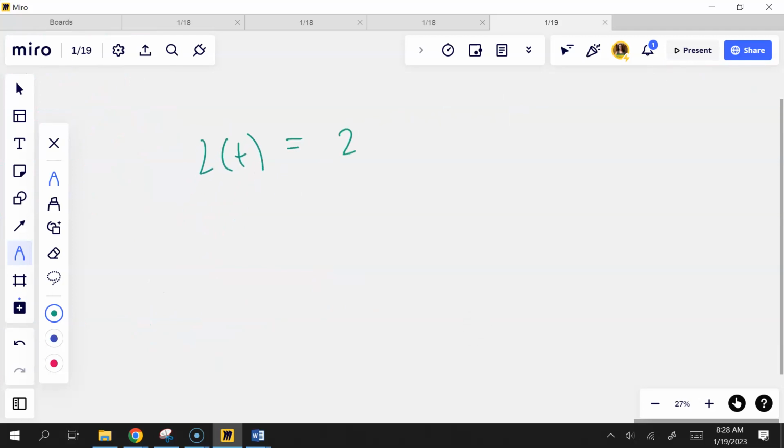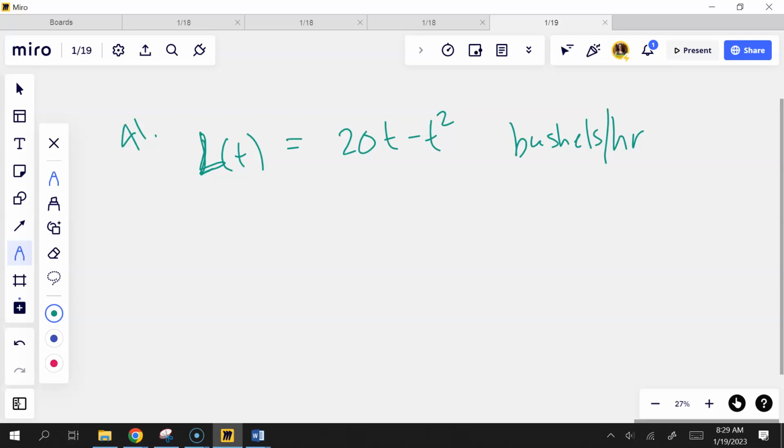Lemons are harvested at a rate modeled by L of t bushels per hour, for 0 to 10 hours. How many bushels of lemon have been harvested over the time period 0 to 10? So if L of t is bushels per hour and you want to know total bushels after 10 hours, what would you do? This is a rate.